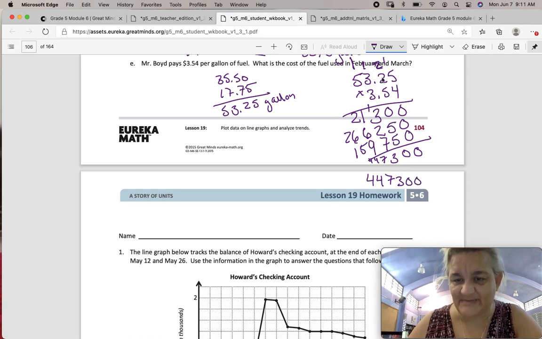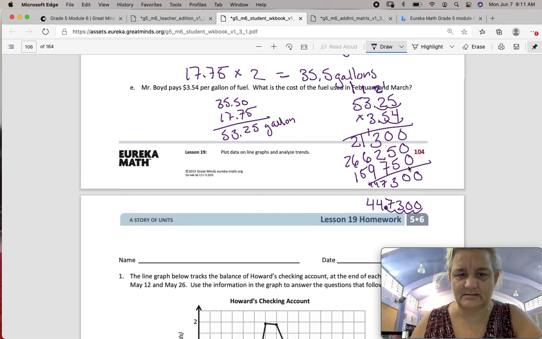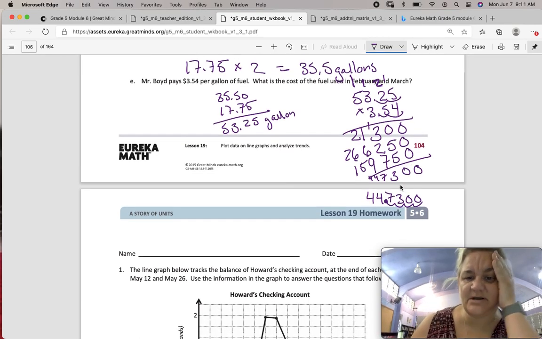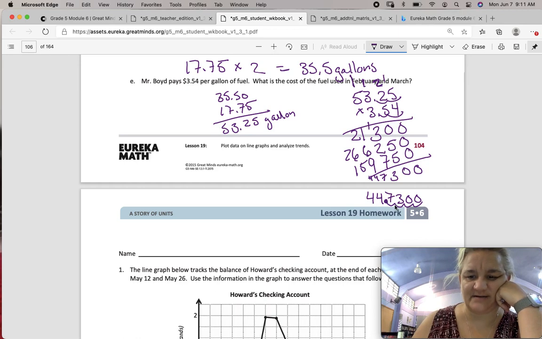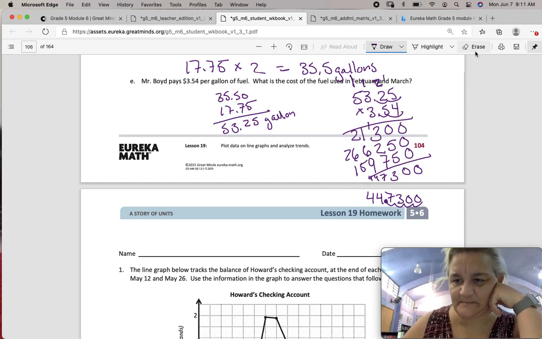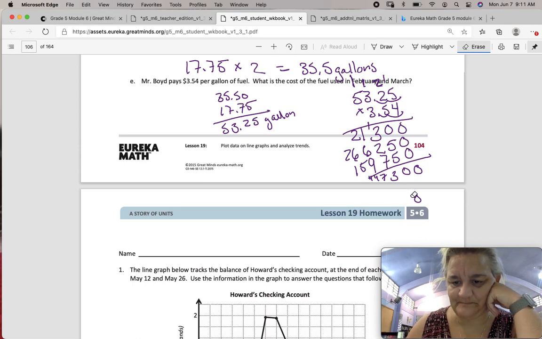And where do I put my decimal? I count the spaces. 1, 2, 3, 4. So I'm going to go 1, 2, 3, 4. Right there. Does that make sense? No, it absolutely does not. I messed up somewhere. Because 53 times $3 should be over 150. And that is not over 150. So I messed up somewhere. Let's go back and see. Messed up my math somewhere.